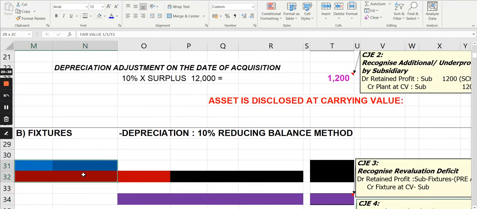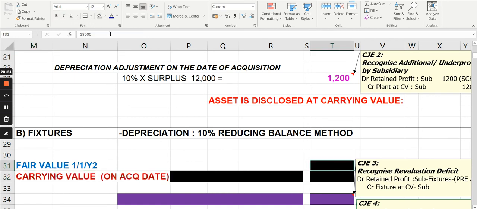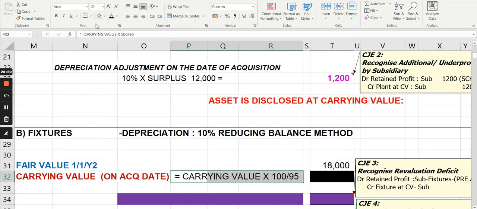And for your information, I'm doing this because fixtures will have a different issue here, where fixtures will relate to a deficit. Let's see how. So fair value as given in the additional information was 18,000. We are going to find what the carrying value is on the date of acquisition. So to find the carrying value, you will repeat the same process again.